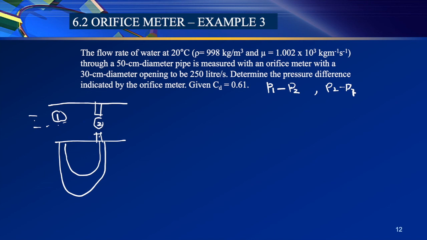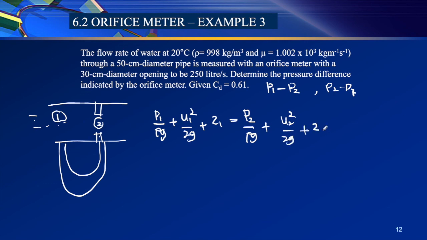So now we have to apply Bernoulli's equation. Again, P1 over rho g plus U1 square over 2g plus Z1 equals P2 over rho g plus U2 square over 2g plus Z2. Since this is horizontal, there will be no Z here. What about U? Yes, we do have the velocity U. And then what about the pressure P?